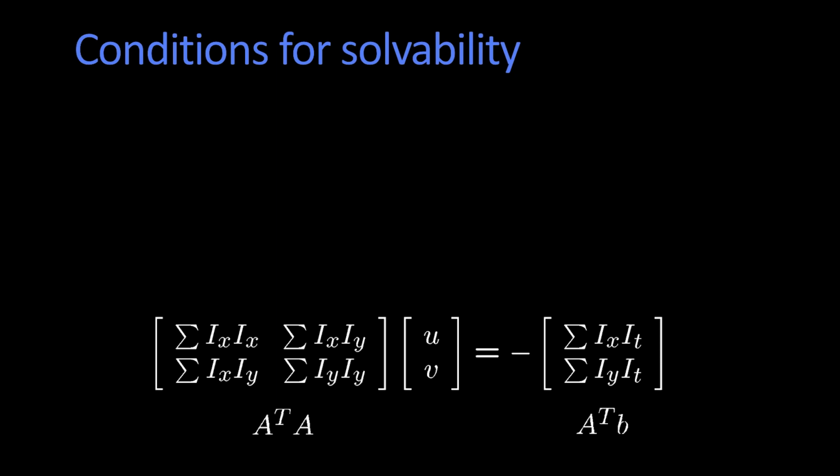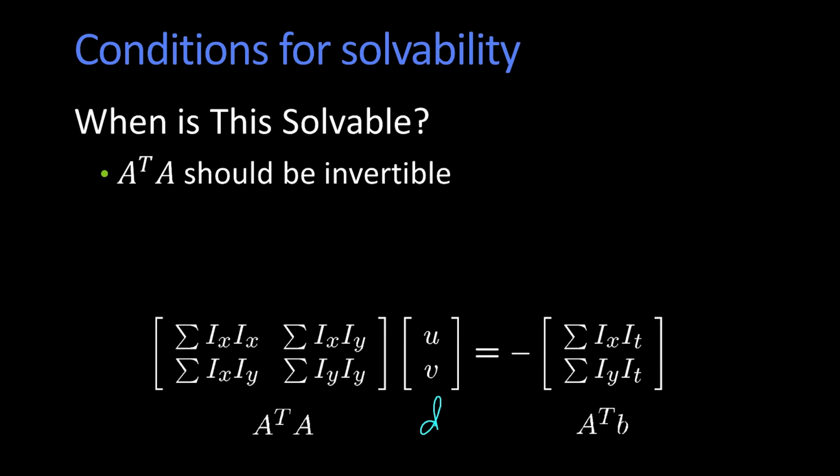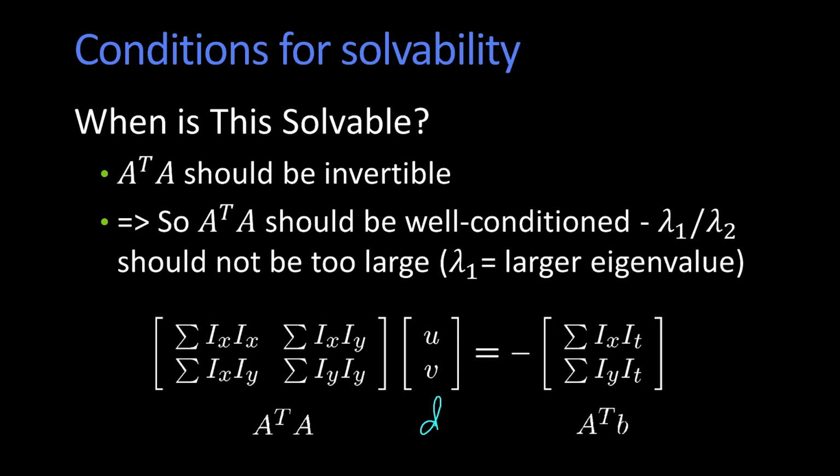Here is the equation we just showed you, A transpose A times D equals negative A transpose B. When can that be solved? To just solve this, we would want A transpose A to be invertible, right? Because if it's invertible, I just multiply both sides by that inverse, and I come up with a solution for D. Well, when are matrices invertible? From our linear algebra, we know that they need to be what's called well-conditioned. If they're not well-conditioned, then the inverse is unstable.